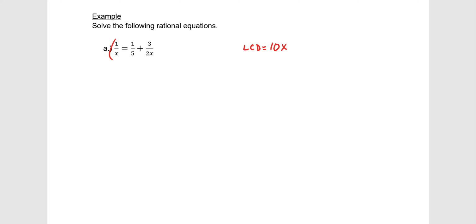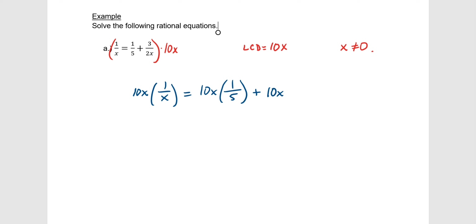So we're going to multiply this whole thing by 10x. And before we even start with the problem, we have to exclude the values that make the denominator equal 0. So we have to exclude x = 0, because throwing in an x = 0 into here will make both of these denominators 0, so we exclude it from the domain. Okay, so multiplying everything by 10x here, we're going to get 10x times 1/x = 10x times 1/5 + 10x times 3/(2x).